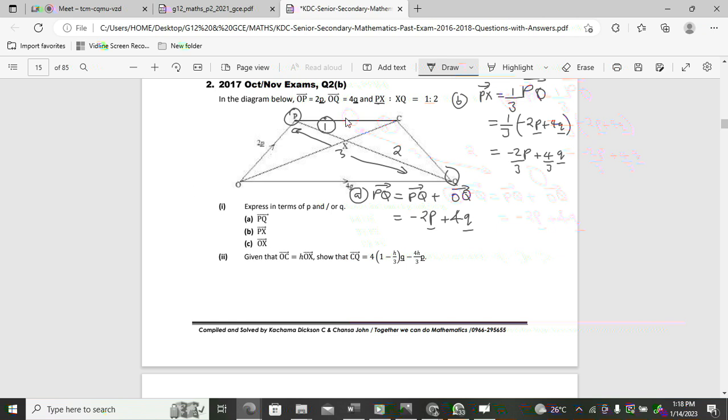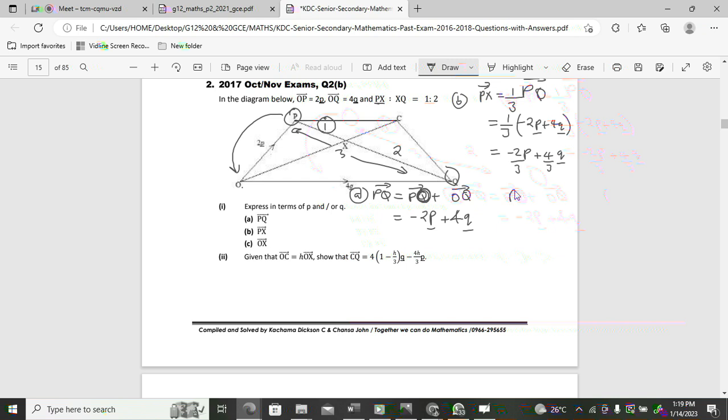When you are finding PQ, why didn't you write it as PO plus OQ, but you've written it as PQ plus OQ? You are actually right. This was supposed to be PO, not PQ. That was a writing error. PQ is PO plus OQ, because we are moving from P to O, and then from O we go to Q.